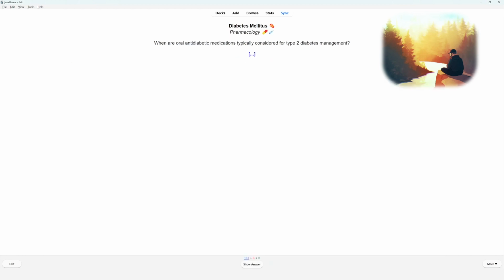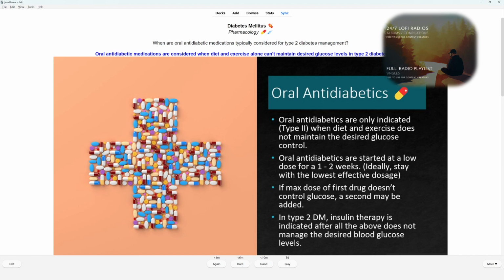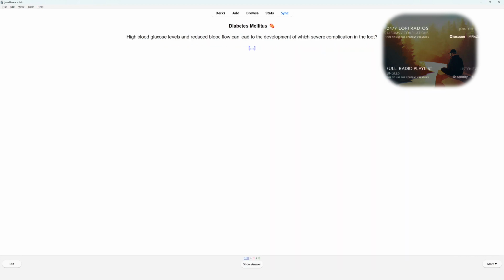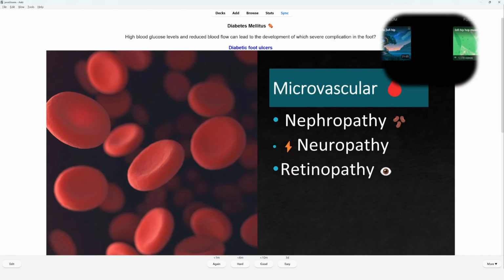When are oral anti-diabetic medications typically considered for type 2? Whenever diet and exercise won't work. High blood glucose levels or reduced blood flow can lead to the development of which severe complication in the foot? That is diabetic foot ulcer.